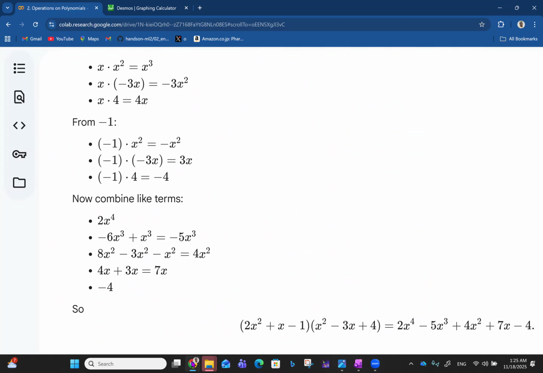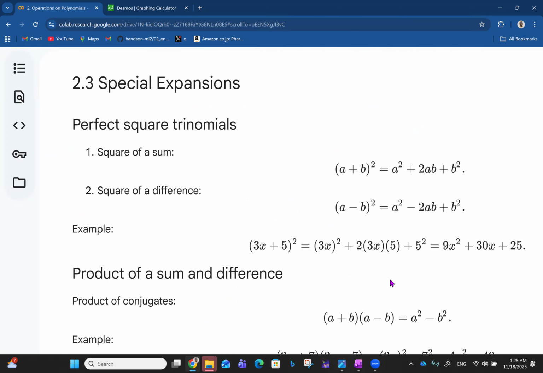Okay, now that is done, so we have some special expansions. In fact, I think I have a playlist on mental math tricks. So fast ways of dealing with some maths expressions. All right, so you can find some of these things there. So I'm just going to run over this because I have a playlist on it.